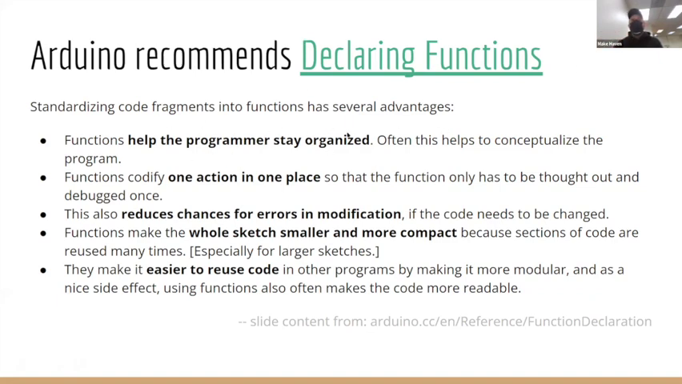They say that functions help the programmer stay organized, that one action can live in one place so that if you need to do something repeatedly, you can have it described in just one spot. It reduces the chances for errors across your code. The sketch can be smaller. It can be less actual code a lot of the time. And it's really easy to reuse code sections if you have them defined in functions, because you can just call a function and use it whenever you need to.